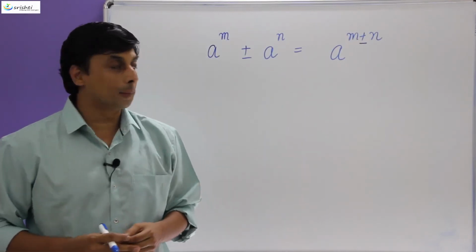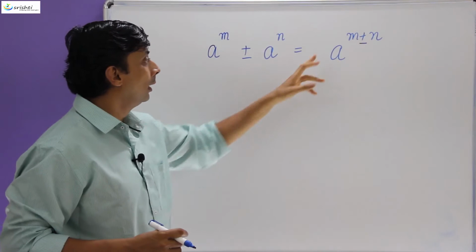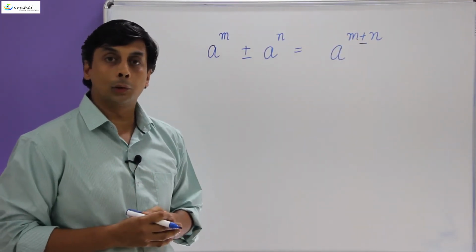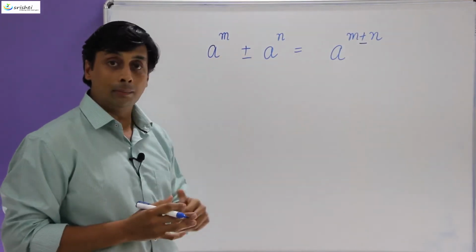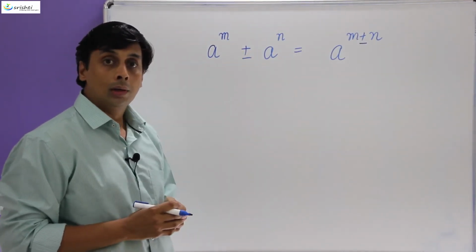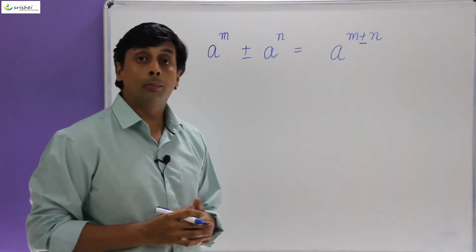The second misconception is a raised to m plus or minus a raised to n is a raised to m plus or minus n. What is the source of confusion here? The bases are same, so you have addition, subtraction between these two. So students tend to shift this particular plus or minus into the powers.